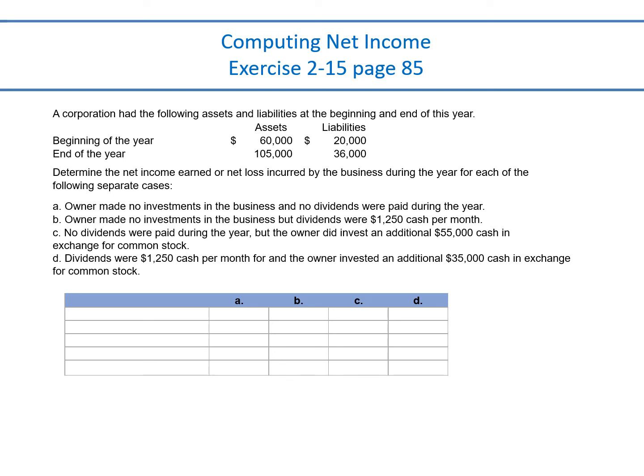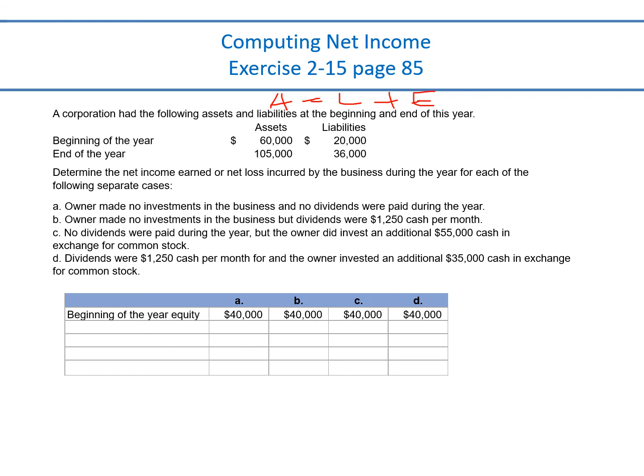They give us the beginning of the year assets and liabilities, and so we can compute the beginning of the year equity, right? Because we know that assets equal liabilities plus equity. And so if assets are 60,000 and liabilities are 20,000, that must mean equity is 40, right? And 40 is going to be true for all 4 cases.